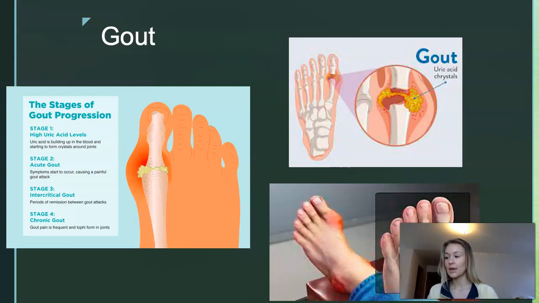Gout is a common form of inflammatory arthritis that can cause intensely painful flare-ups in individual joints throughout the body. The most common joint, though, is the big toe. An estimated 8 million Americans suffer from gout attacks, which can last for a few days. If not managed, the condition can become chronic and lead to destruction of joints over time. Purines occur naturally in the body, but can also be found in certain foods and beverages.